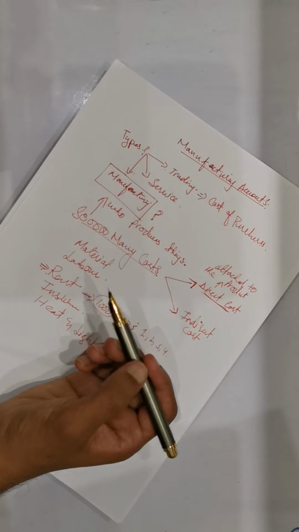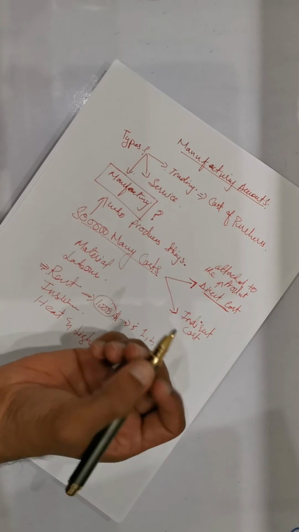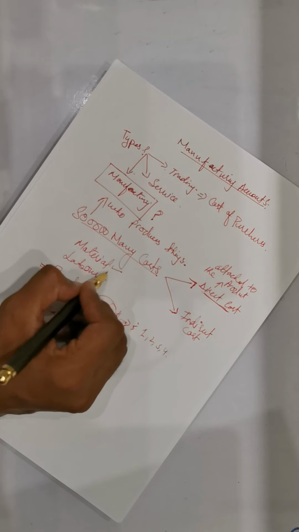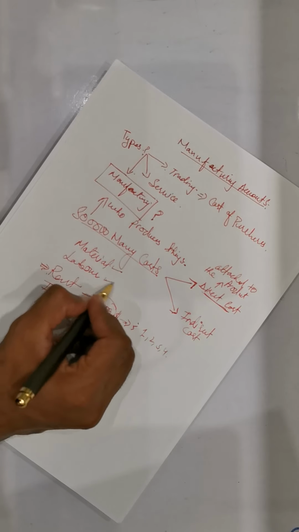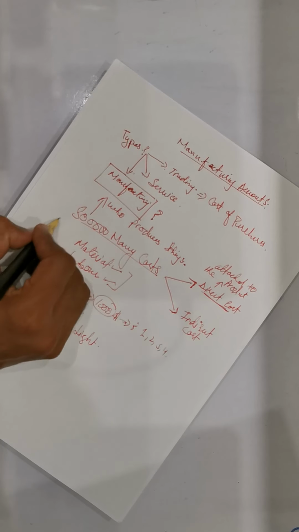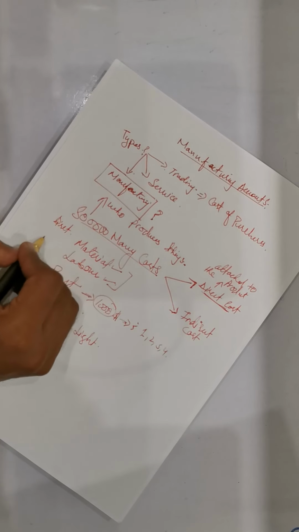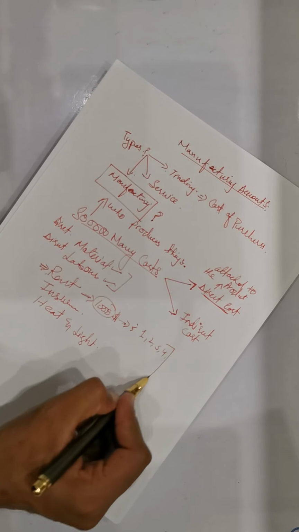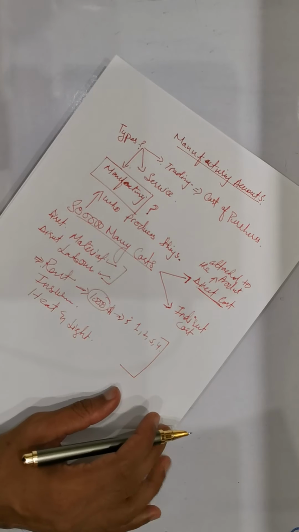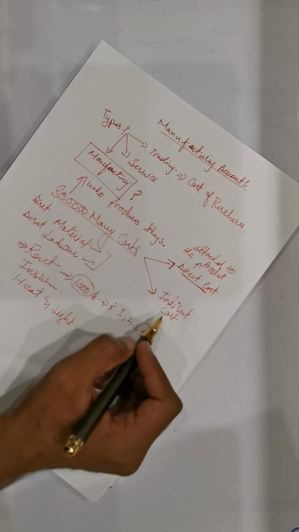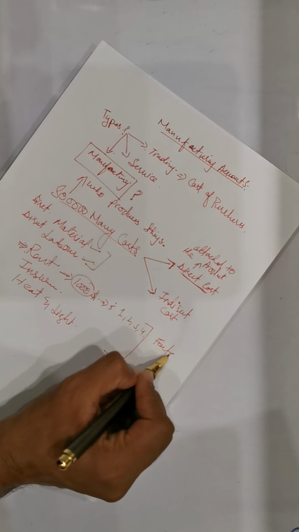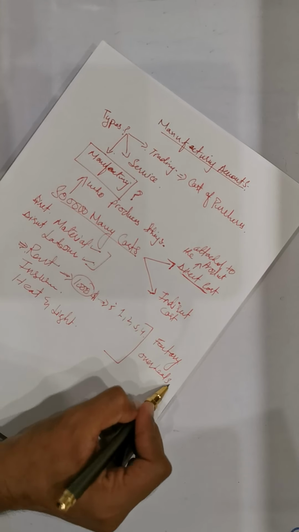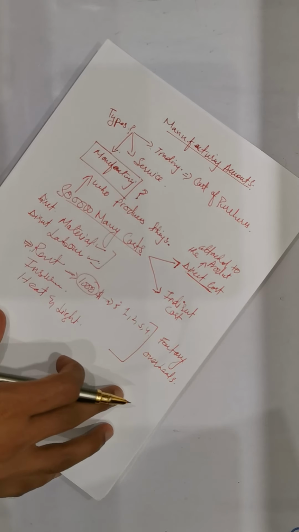So at your level, generally you will be encountering two types of direct costs. One is direct material and the other one is direct labor. The rest of the costs, you may consider them as indirect costs, and they are often known as factory overheads.